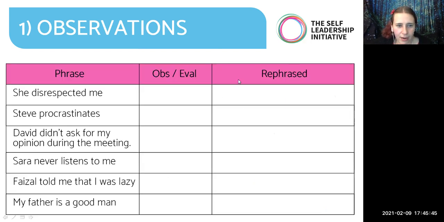So what I've got on screen are some example sentences. I'm actually going to launch the poll because that's probably a bit easier. With each one of these statements, I want you to tell me if it's an evaluation, which is you labeling or judging, or whether it's an observation, which is a factually accurate statement of what's going on. So I've opened the poll. It should have come up on your screen. I'll give it a minute or two for those who want to have a go at it. There are 6 examples. She disrespected me. Steve procrastinates. David didn't ask for my opinion during the meeting. Sarah never listens to me. And Faisal told me that I was lazy, and my father is a good man.